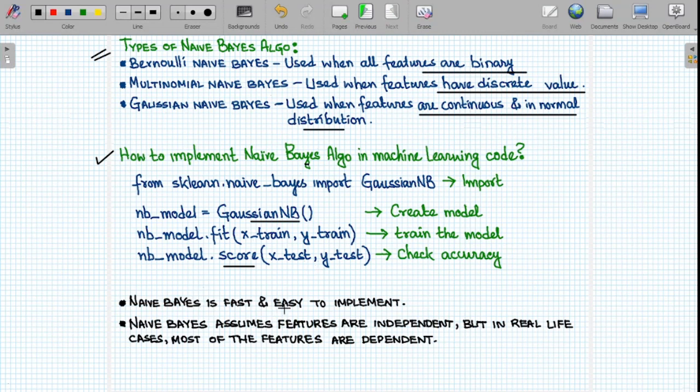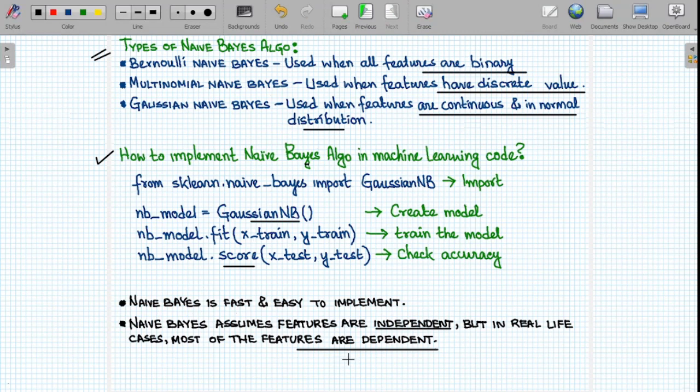Naive Bayes is a very fast and easy to implement machine learning algorithm, and hence it is a very popular algorithm among machine learning engineers and data scientists. However, the disadvantage of Naive Bayes algorithm is it assumes features are independent, but in real life most of the features are dependent, and only for this assumption sometimes Naive Bayes algorithm performs poorly.